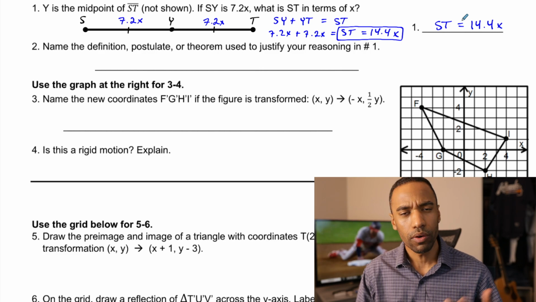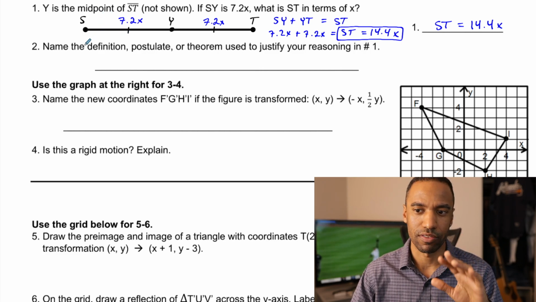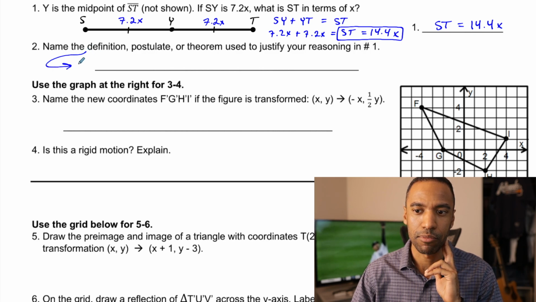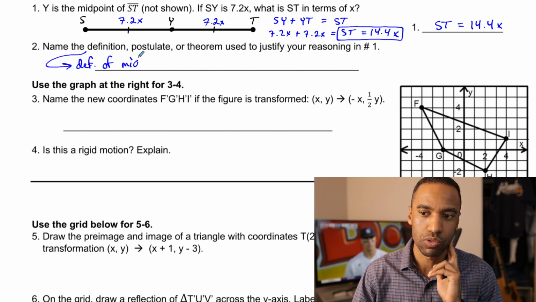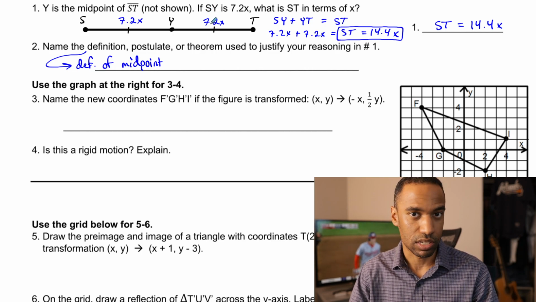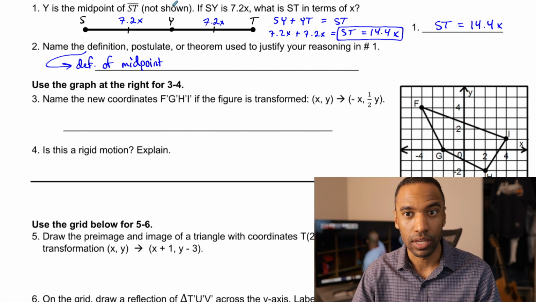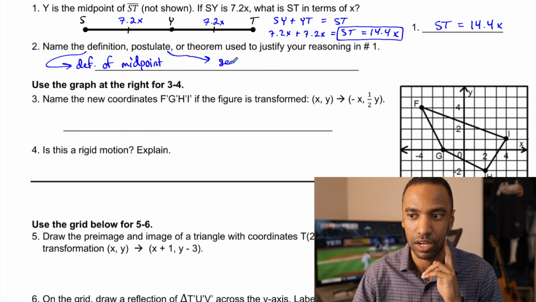All right, number 2, name the definition, postulate, or theorem used to justify your reasoning in number 1. Well, there were two things that I used, and when I look at that, I'm trying to think of what the best version of that answer is. Definition, I'm using the definition of a midpoint for sure, because when they use the midpoint property, they're using midpoint right there to get me to know that this is 7.2x basically, or that I can double this. But also, I guess technically I did use the segment addition postulate there as well.